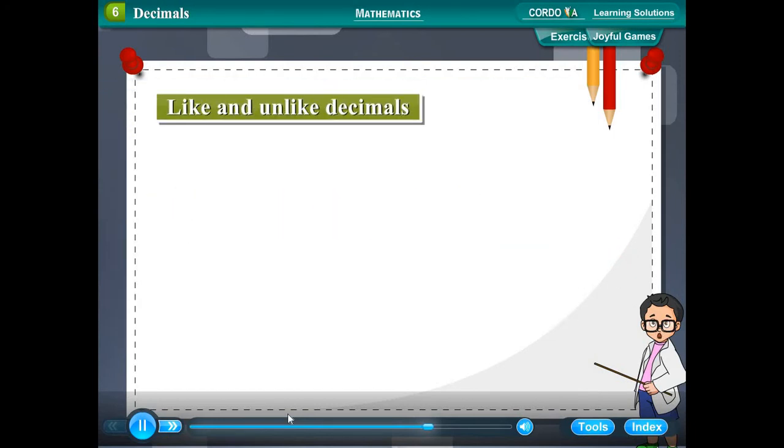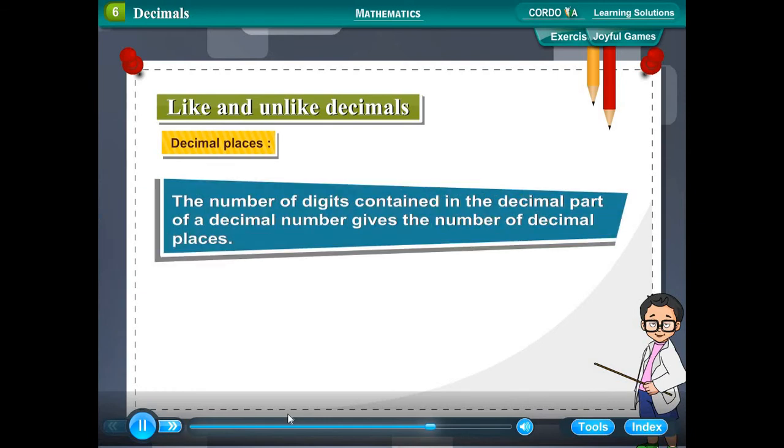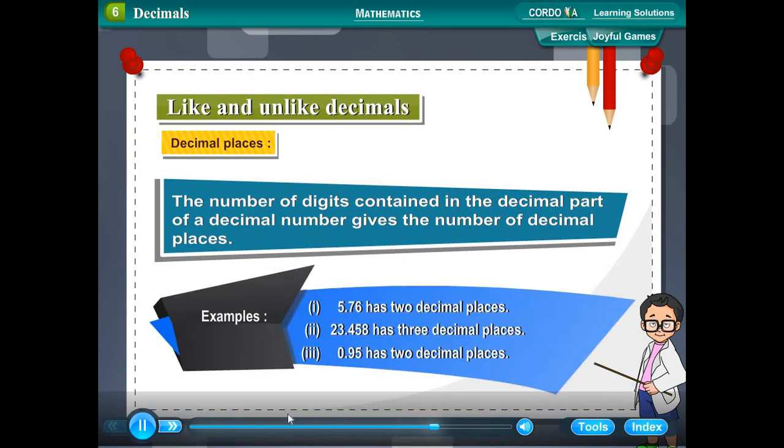Like and unlike decimals. Decimal places: the number of digits contained in the decimal part of a decimal number gives the number of decimal places. Examples: 5.76 has 2 decimal places. 23.458 has 3 decimal places. 0.95 has 2 decimal places.